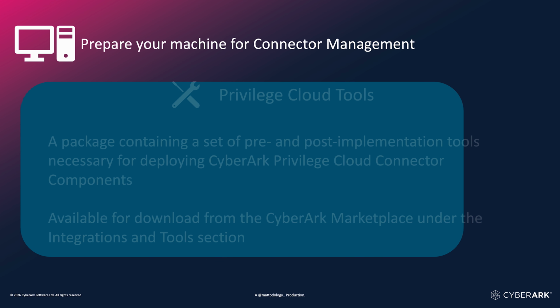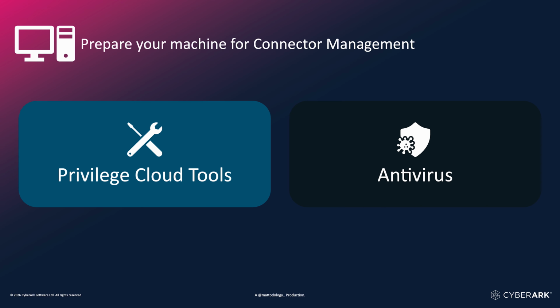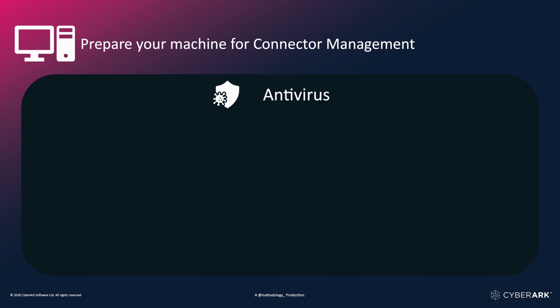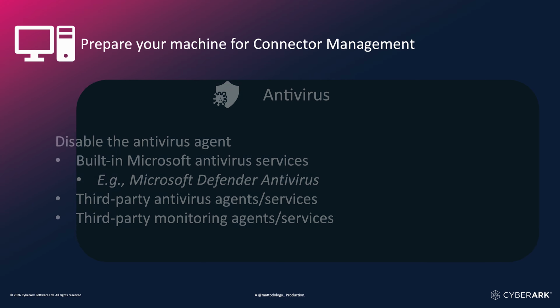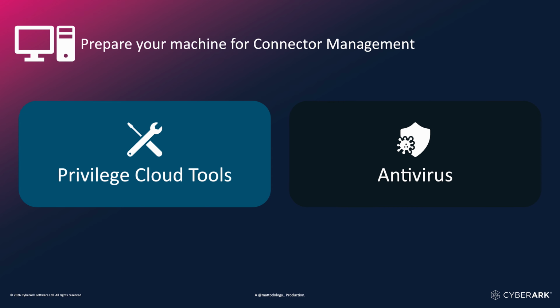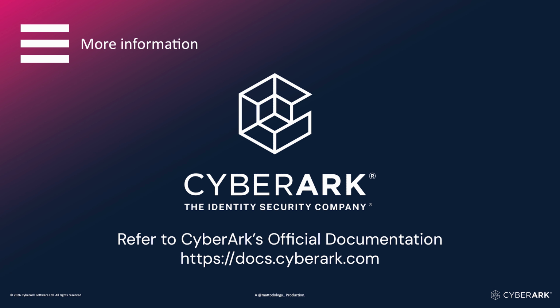Before proceeding with any connector installation, it is important to disable any antivirus agents installed on your connector server. This precaution applies to built-in Microsoft antivirus agents, third-party antivirus solutions, and any third-party monitoring agents that could interfere with the installation process. Disabling these agents helps to avoid conflicts and ensures a smooth, uninterrupted setup of your CyberArk environment. By following these steps, you'll lay a strong foundation for secure and reliable Privilege Cloud Connector deployment. Please refer to CyberArk's official documentation for more information.